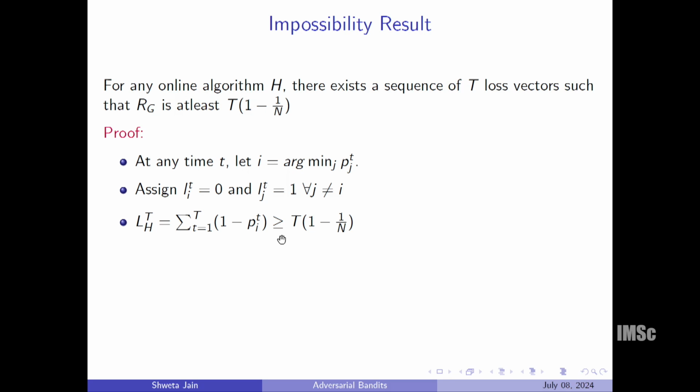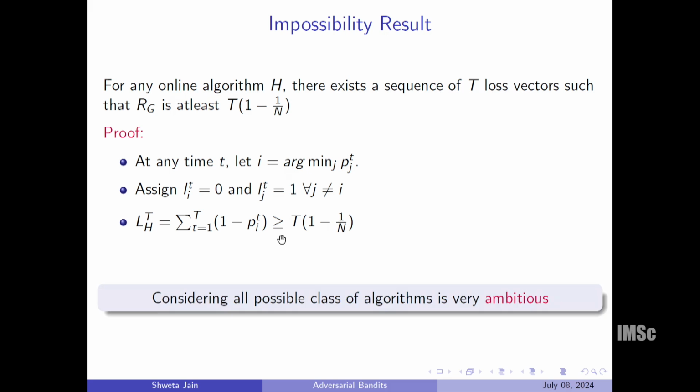More formally, this is the proof that I have written. At time i, you find the arm which has the least p_it and assign 0 to that, 1 to everybody else, and this would be your loss. Okay, good. So what does this tell you?